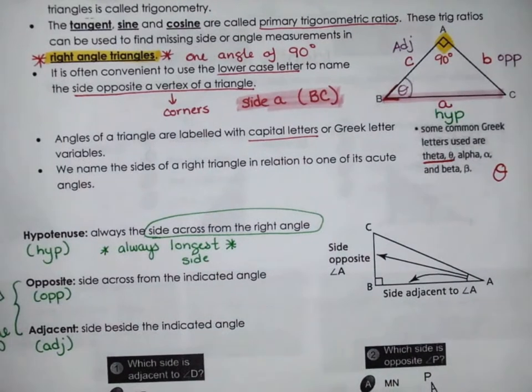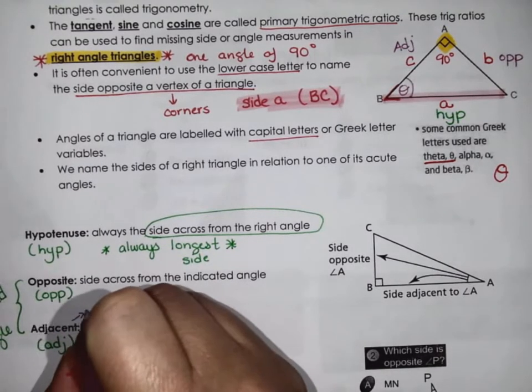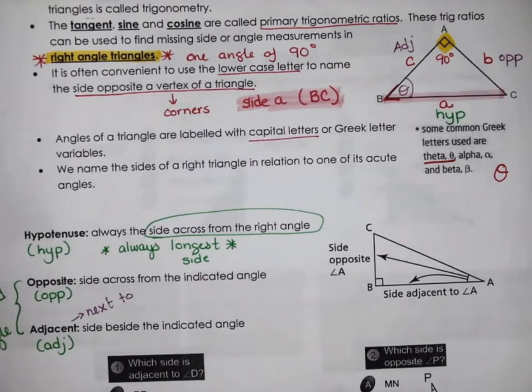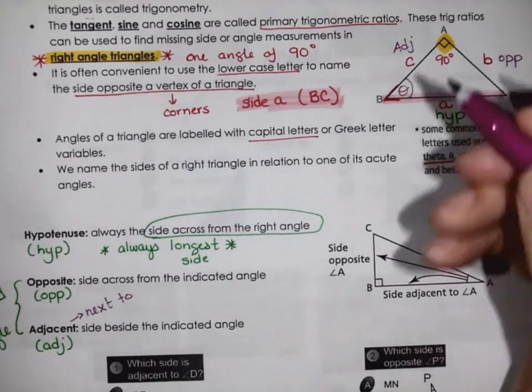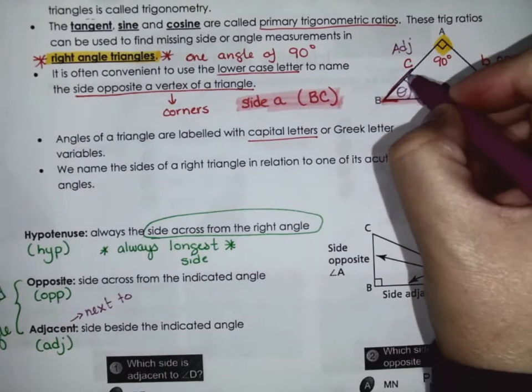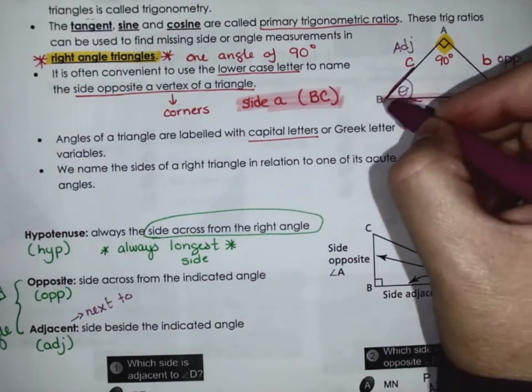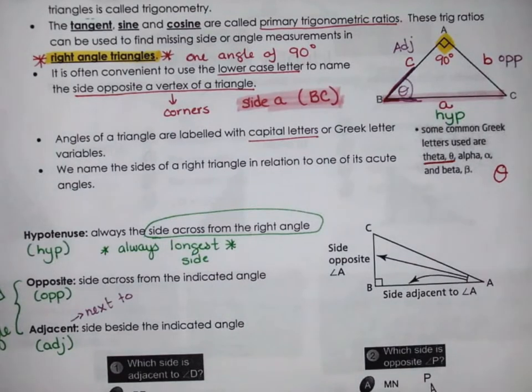Okay, if you've never heard of the word adjacent, what it means is next to. Like if we were to look it up in a thesaurus, adjacent just means next to or beside. I like that the adjacent side makes up the angle with the hypotenuse. Okay? Everybody good with that?